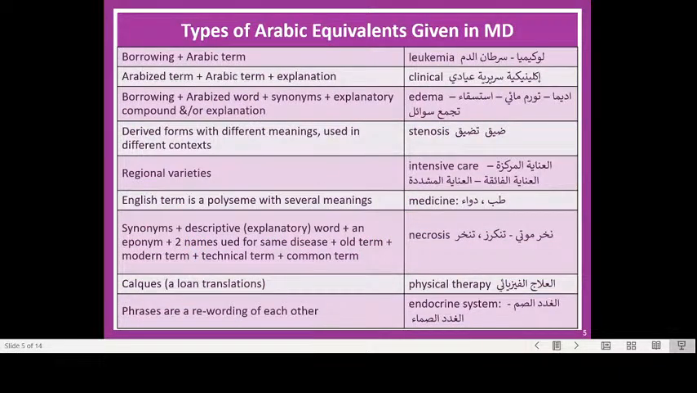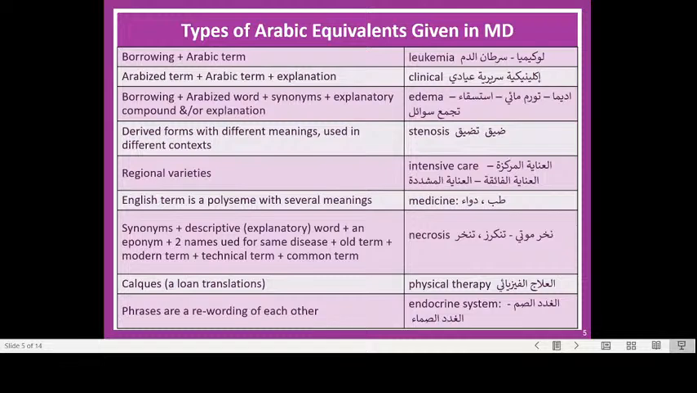Now here I have examples of the types of Arabic equivalents given in medical dictionaries with examples. For example, some equivalents consist of a borrowing plus an Arabic term, such as leukemia and saratan al-dam. Leukemia is a borrowing and saratan al-dam is the Arabic term. The equivalence can be an Arabized term plus an Arabic term plus an explanation.